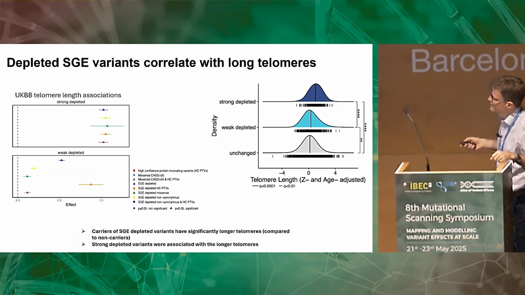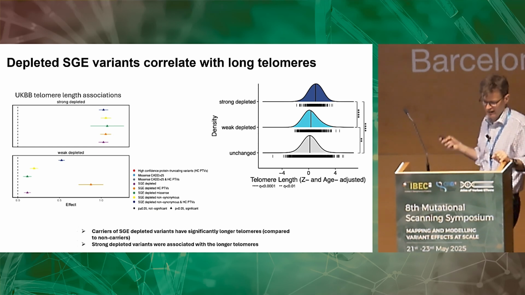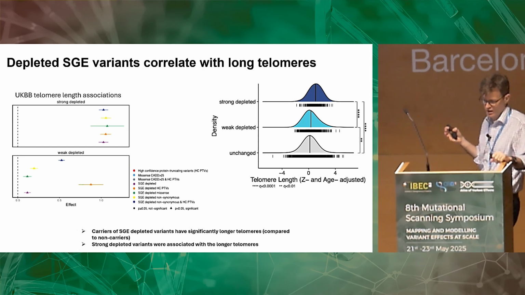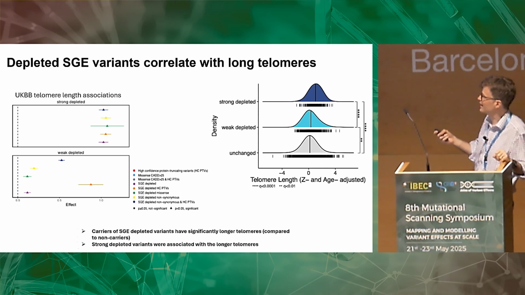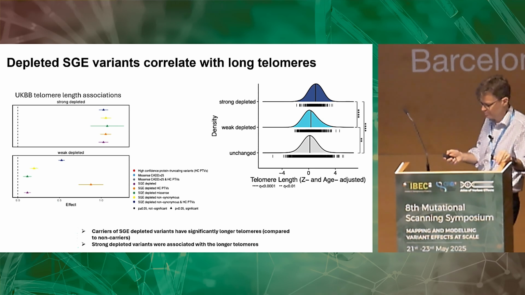Another phenotype that is also of relevance and found within UK Biobank is telomere length. And this has been calculated for all of the individuals that are within this data set. And so what we can find is that the variants that are disruptive by SGE are associated with longer telomeres. And this is in keeping with the overall biology of this disease that I've mentioned to you previously.